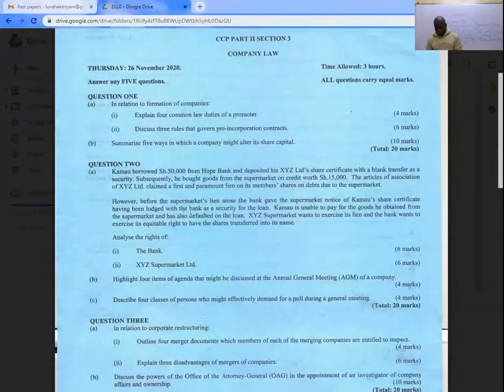So you can simply write the answer to this particular question, the rights of the bank.